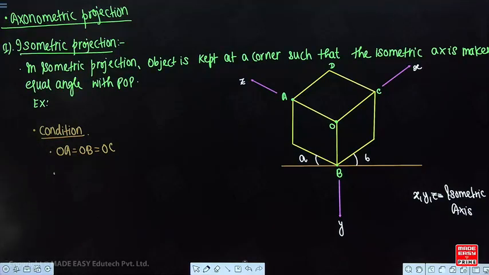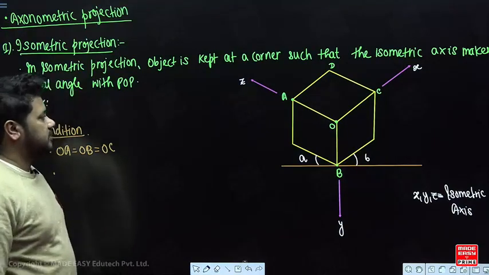Sir, is axonometric projection the first topic of today's class? No, we have discussed oblique projection. Oblique projection we have already discussed. We are in the next topic, isometric, the second part.